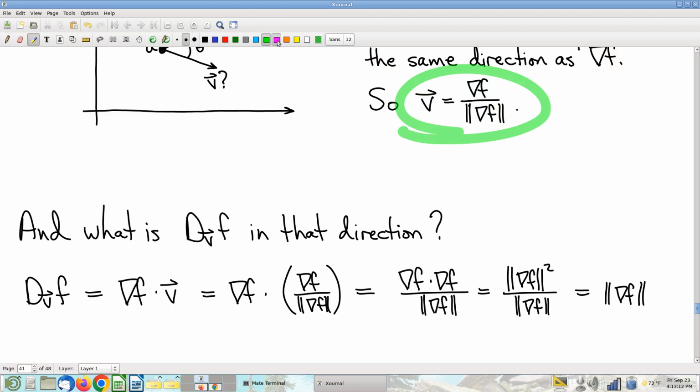How steep is it in that direction? What's the rate of change of the function in that direction? The magnitude of the gradient. So direction of the gradient, magnitude of the gradient. In both cases, the gradient is the answer, which is wild.